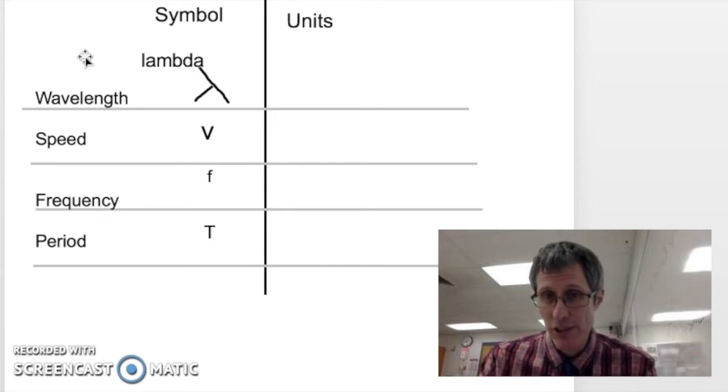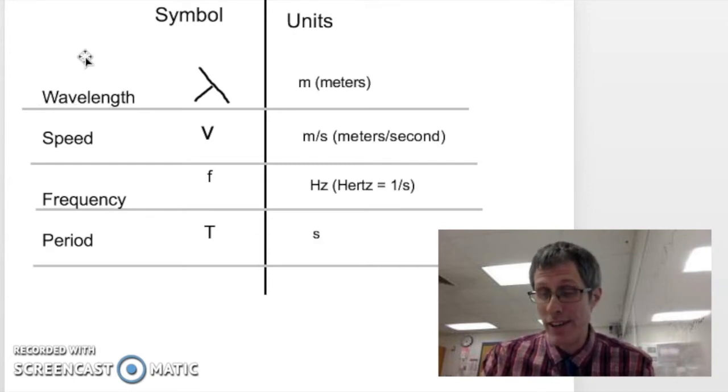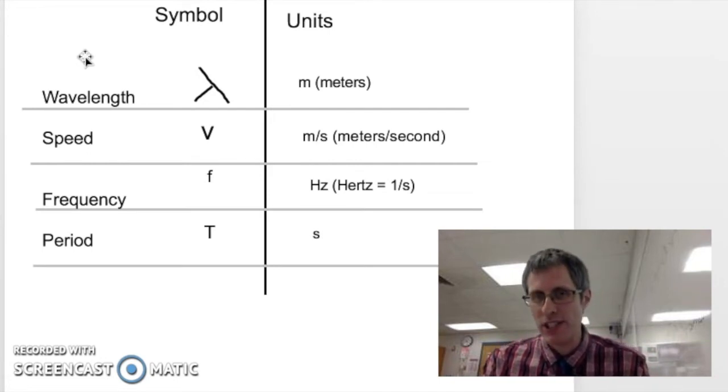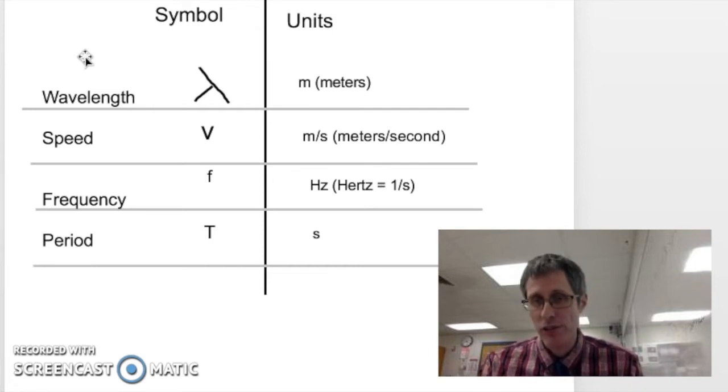Now, units. Wavelength is the length of a wave, so we measure it in meters. You could measure it in centimeters or inches, but we'd prefer meters here, but any distance measurement is good. Speed, we usually like using meters per second. Alternatives would be, say, miles per hour or kilometers per hour. Basically, any distance divided by time is a speed, but we'll tend to use meters per second.